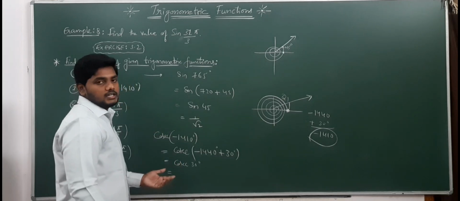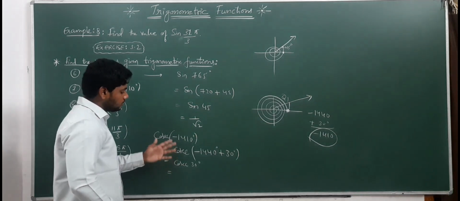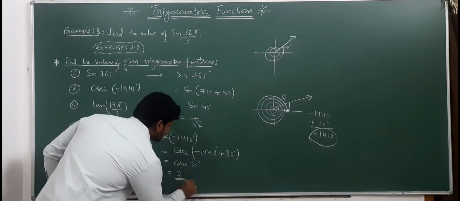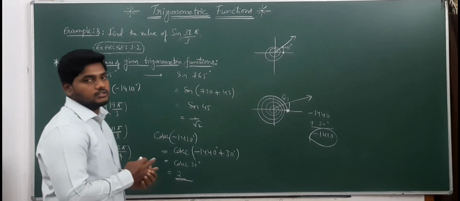What is cosecant 30? Nothing but 1 by sin 30. What is sin 30? 1 by 2. So cosecant 30 is 2, which is the value of cosecant minus 1410 degrees.